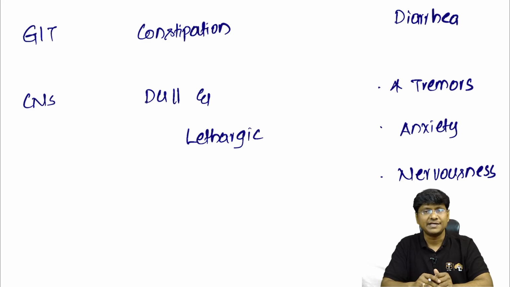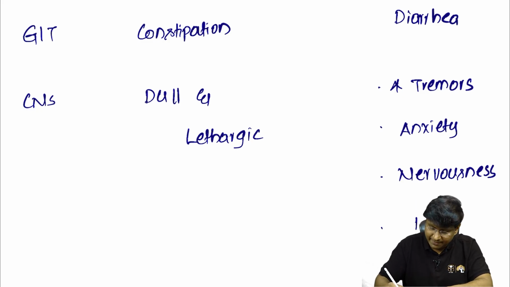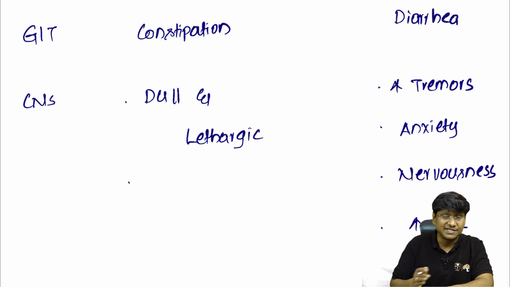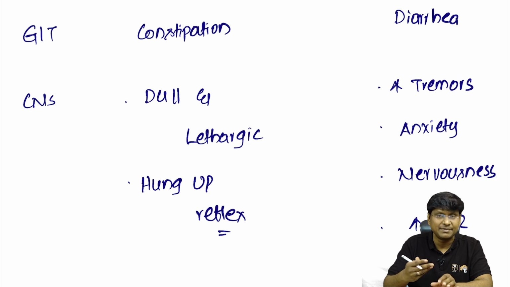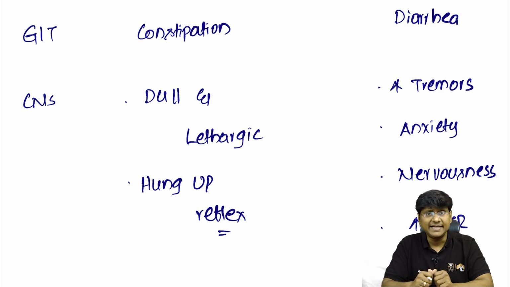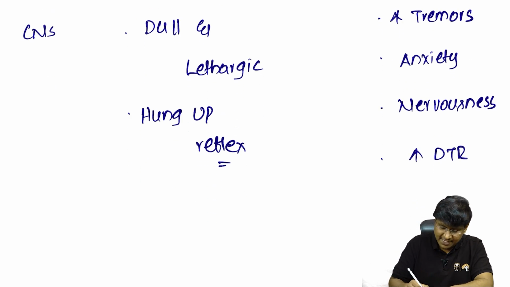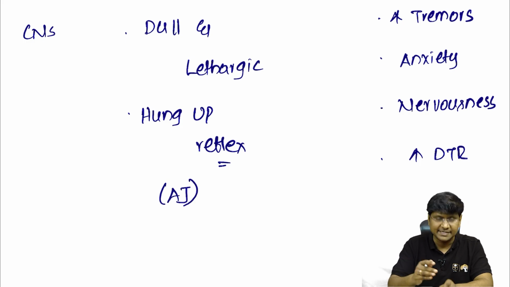And the other important CNS manifestation is there will be brisk deep tendon reflexes, whereas in hypothyroidism, there is delayed relaxation of deep tendon reflexes, and that we call it as the hung up reflex. And this particular hung up reflex, it is the most reliable sign for the diagnosis of the hypothyroidism. And this hung up reflex is mainly elicited over the ankle, that is nothing but the ankle jerk.